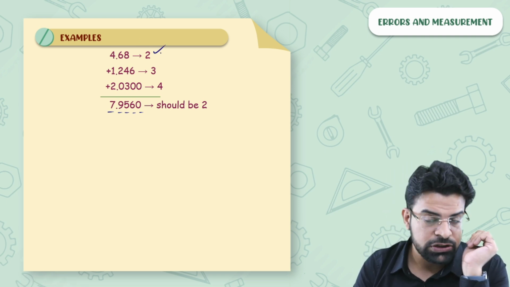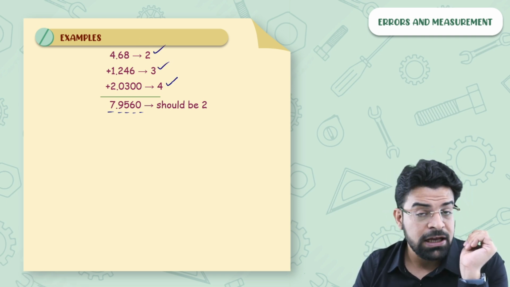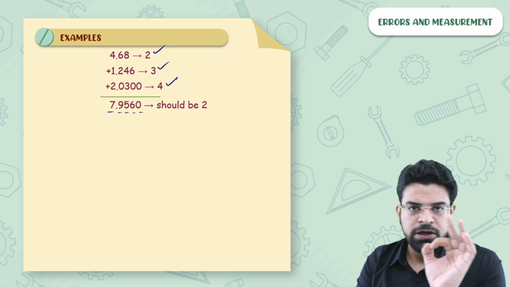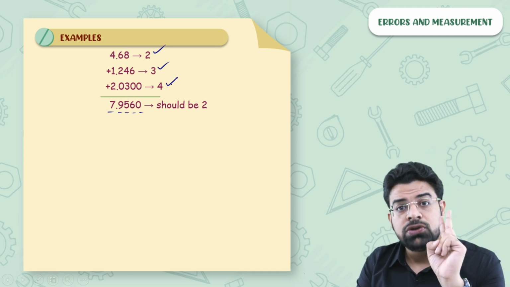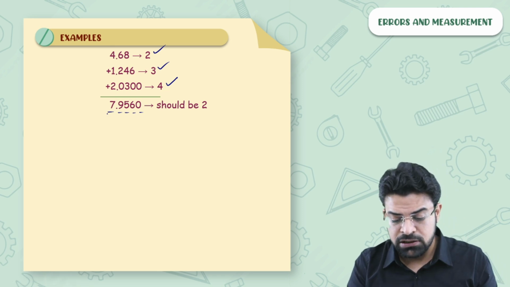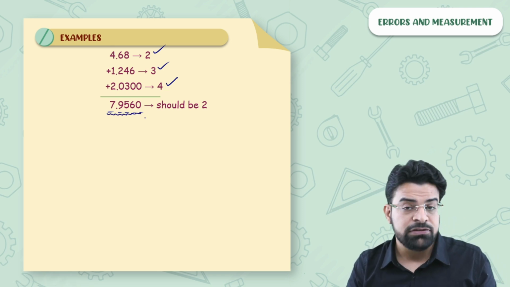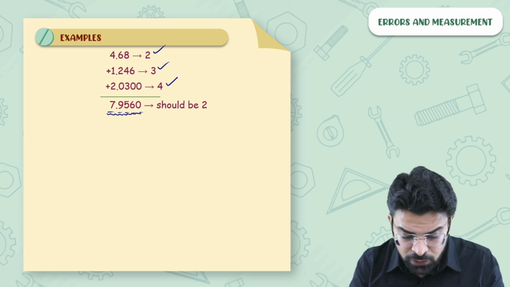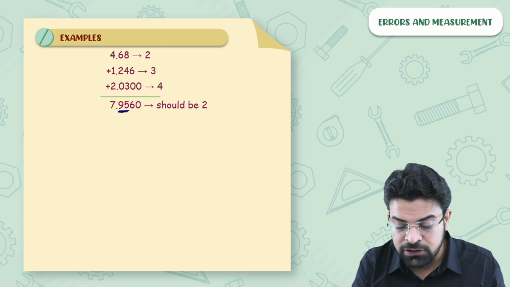So sir, the first one has 2, the second one has 3, the third one has 4. The least number out of 2, 3, 4 is 2. So the answer should have 2 significant figures after the decimal. But the answer, sir, we got is 7.9560. So you have to round this off to 2 places after the decimal.